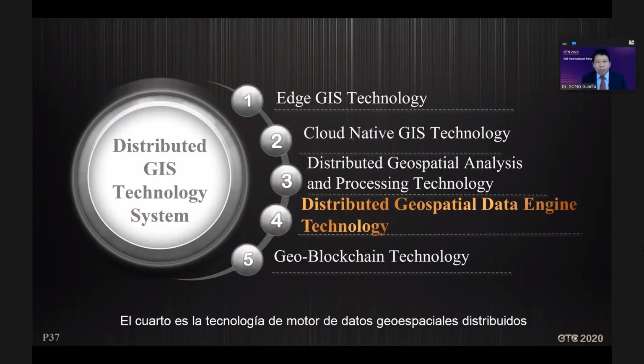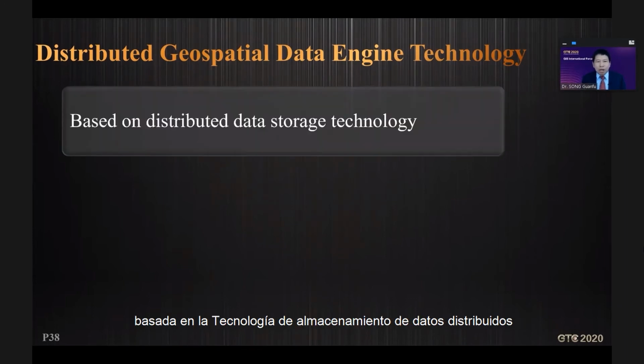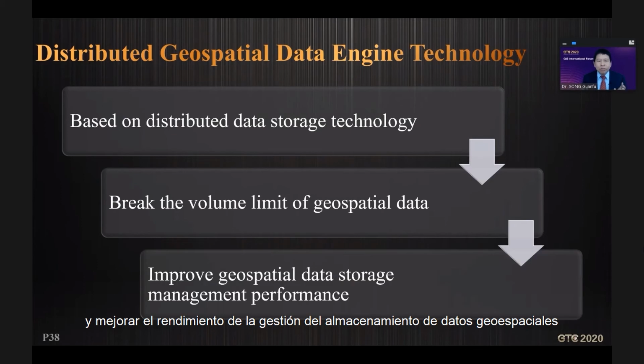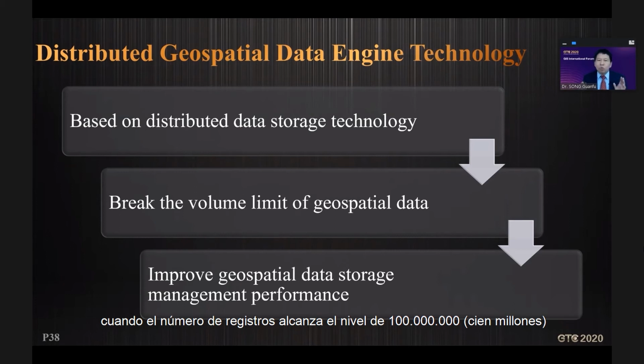The fourth is distributed geospatial data engine technology. We developed the distributed geospatial data engine technology based on distributed data storage technology to break the storage capacity limit of geospatial data and improve geospatial data storage management performance. For a traditional relational database, when the number of records reaches the level of 100 million, the performance declines sharply. The distributed data engine technology could solve this problem.